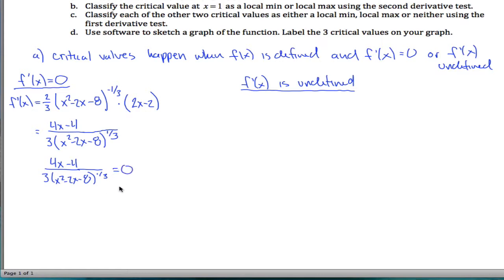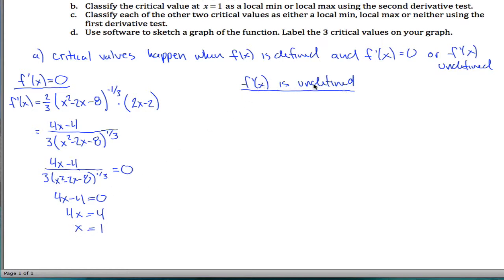equals 0. But that will happen exactly when 4x minus 4 equals 0. In other words, when 4x equals 4. In other words, when x equals 1. I got a critical value when x equals 1. Technically, at this point, you don't know that x equals 1 is a critical value because we have to make sure that the denominator, well, no, I guess we don't because then it would be undefined. Never mind, x equals 1 is a critical value.